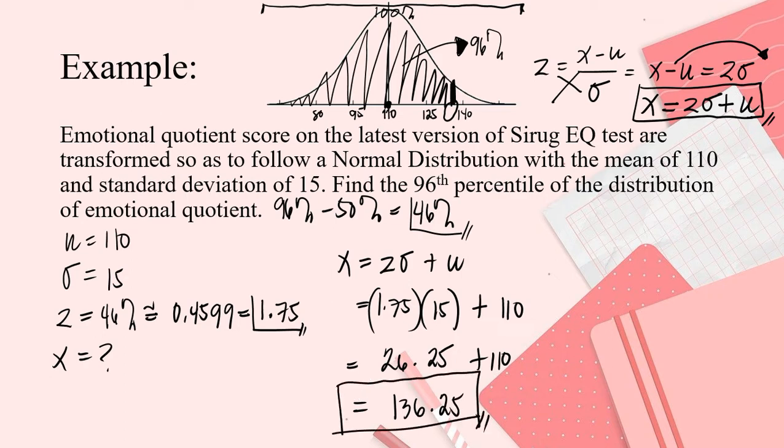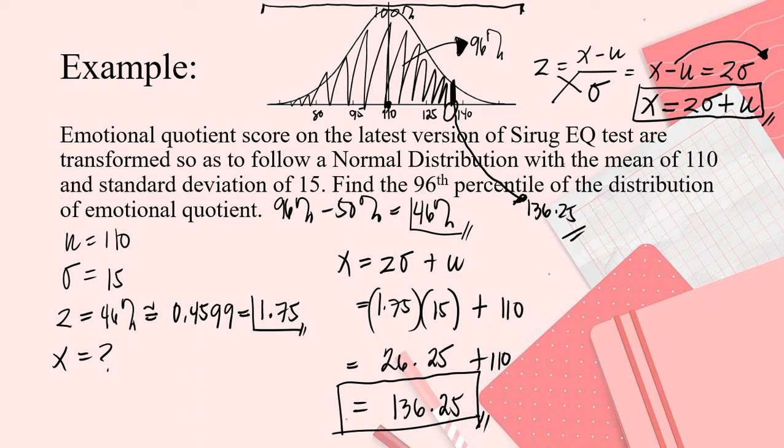So, meaning po, the 96th percentile of the distribution of emotional quotient is 136.25. Ayan po ay nakalay sa 136.20. At yun po yung 96% ng ating distribution.